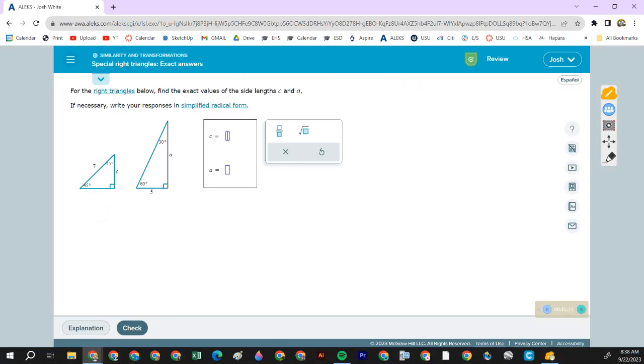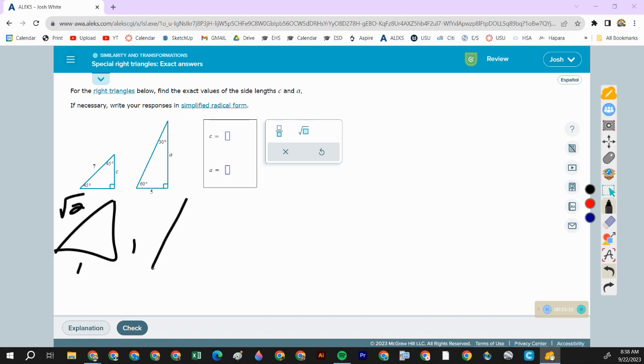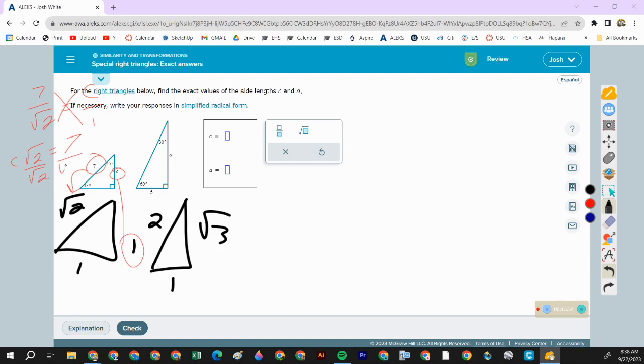Okay, so this triangle is 1, 1, root 2, and this triangle is 1, 2, root 3. So 7 over root 2 equals c over 1. Cross multiply. C times root 2 equals 7. Divide by root 2, and I get c equals 7 over root 2. And this time it wants the exact answer, which means don't give it a decimal.